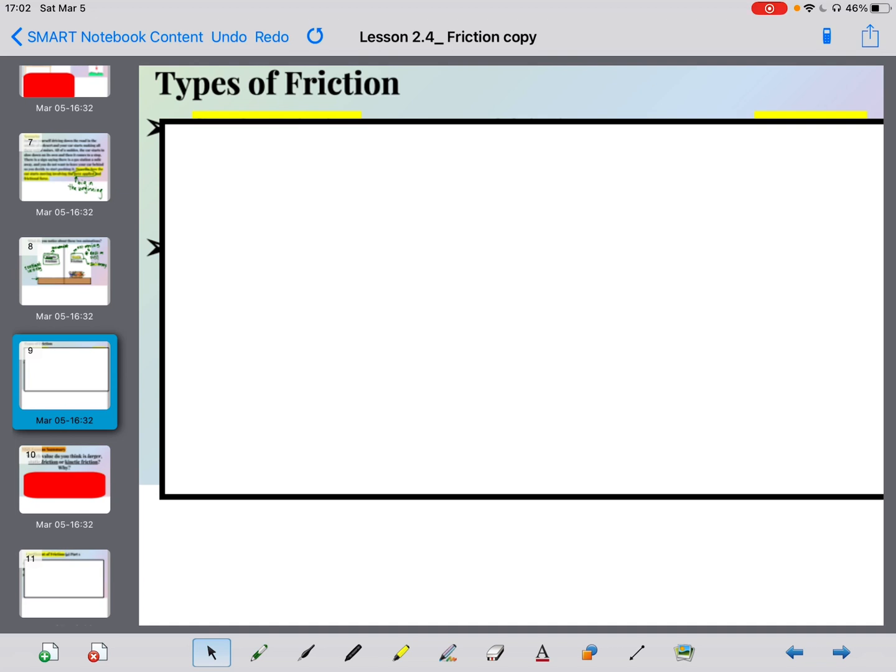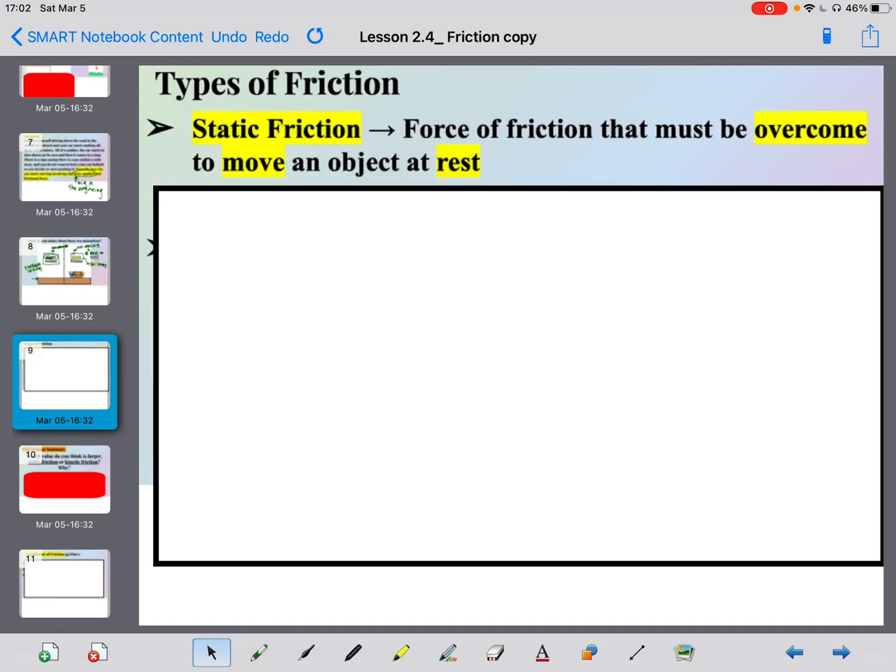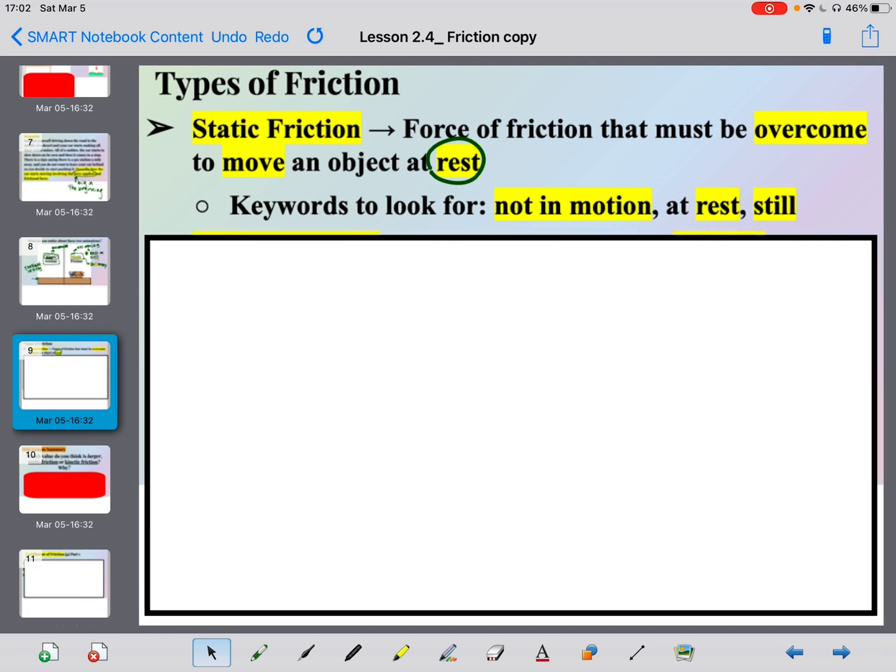So we know that there's two types of friction. We have static friction, which is just the force of friction that must be overcome to move an object that was originally at rest. This word overcome might look kind of challenging. It's not. That just means that you break through the limit. There's this limit and you have to go past it. So static just means objects that are at rest only. Some keywords that you would see would be not in motion, at rest, still. Let's add in stationary above here, just so you can get a figure of different types of words we can see.